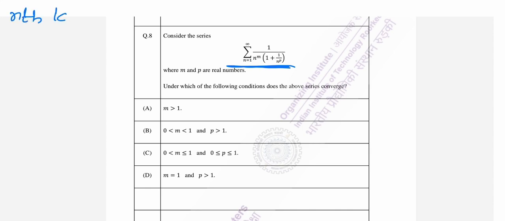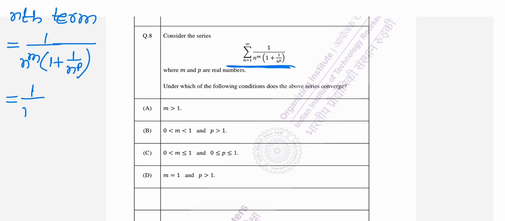nth term equals 1 by n to the power m times (1 plus 1 by n to the power p), and the same thing can be rewritten as 1 by n to the power m into (n to the power p plus 1) by n to the power p, that is, 1 plus n to the power p.